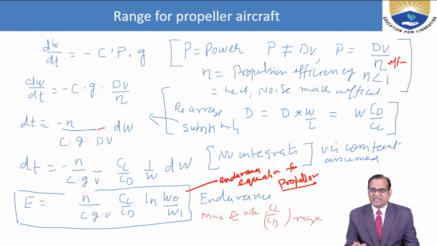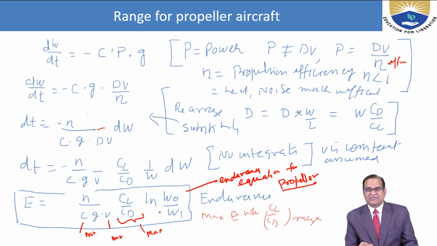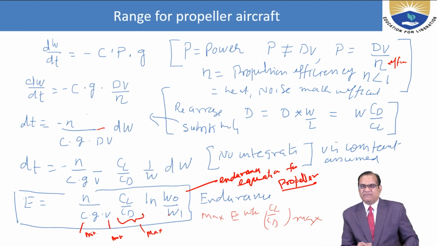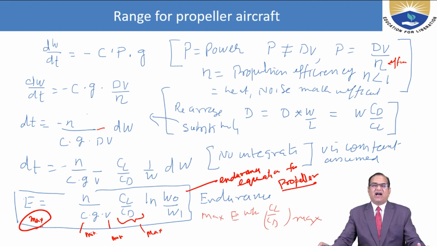So for maximum endurance, your CL by CD should be maximum, and the velocity should be minimum. And the fuel weight should be maximum. It means that if the fuel storage capacity is maximum, you will have the maximum range and maximum endurance. So this we got now, the endurance.